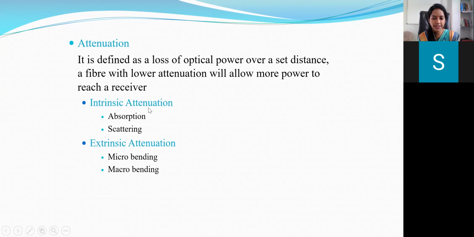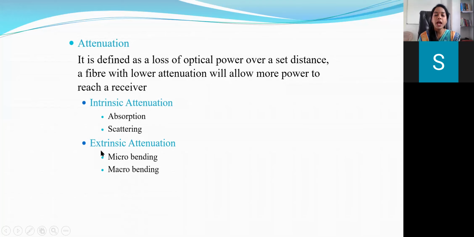Then what is intrinsic attenuation? There are two types of attenuation, intrinsic and extrinsic. In intrinsic you have absorption and scattering, and in extrinsic attenuation you have micro bending and macro bending. In an optical fiber, the light can either be absorbed or scattered, and because of these two properties attenuation can happen.